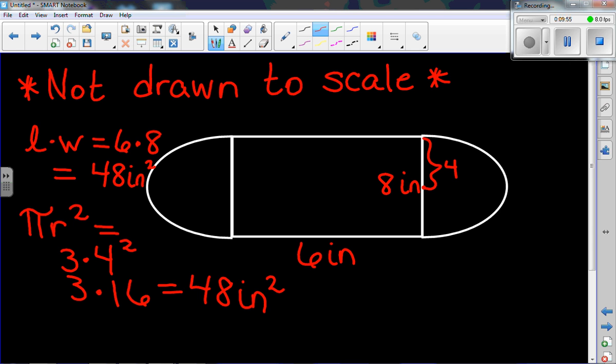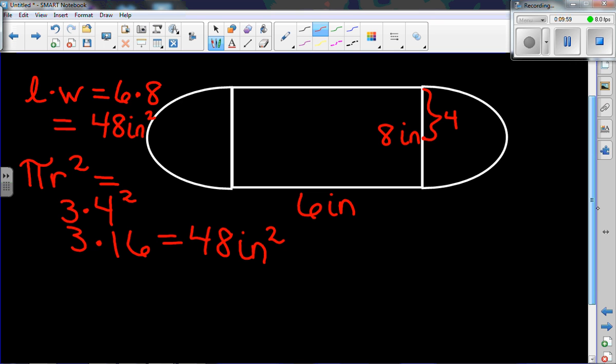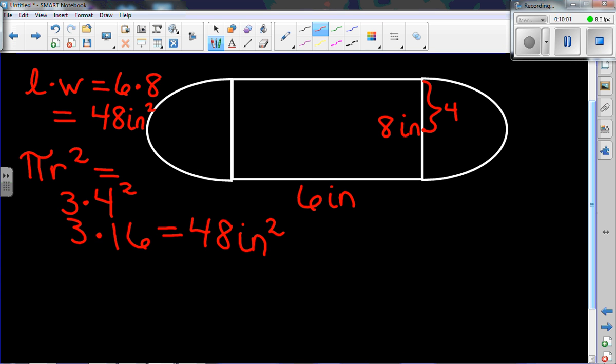Now, we have found the area of the rectangle, and we have found the area of the whole circle. All that's left is to add up. So, 48 inches squared plus 48 inches squared gives us 96 inches squared as our answer.